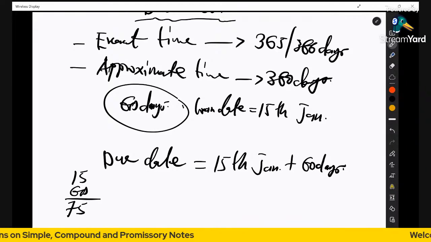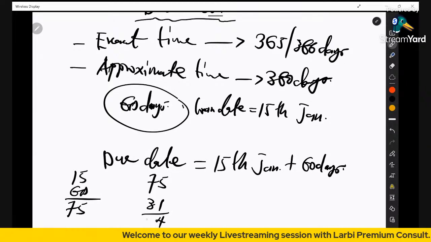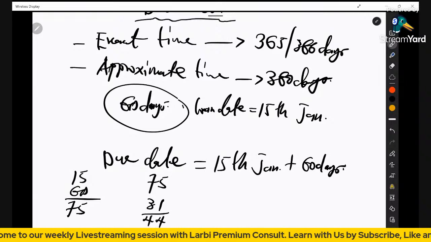And you will tell me that it's 31 days. So this is what I will do. I'll have my 75 now, subtract 31 from 75. What am I getting? 4. And I'm getting here 4. So I'm left with 44 days, which is greater than every normal days you should have in a month.